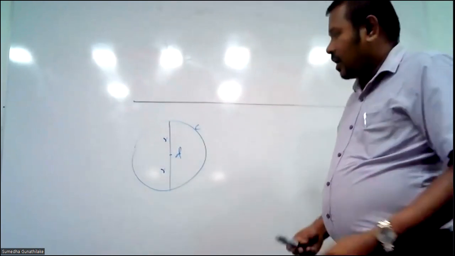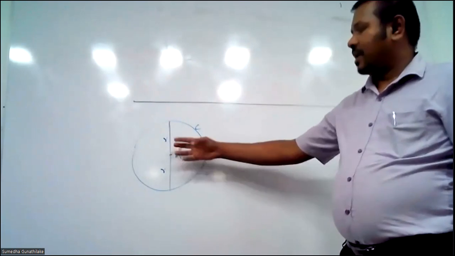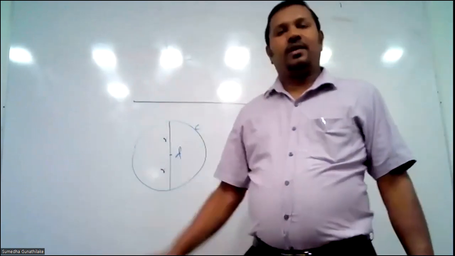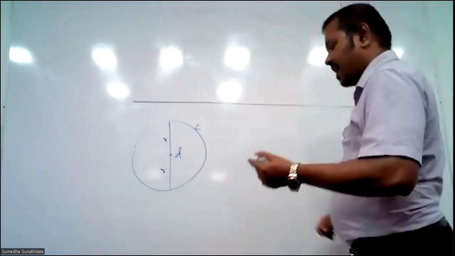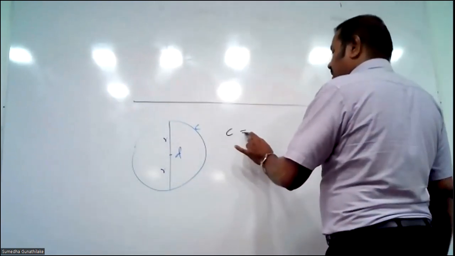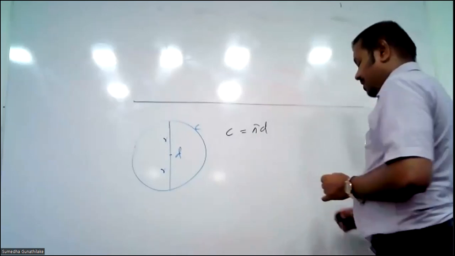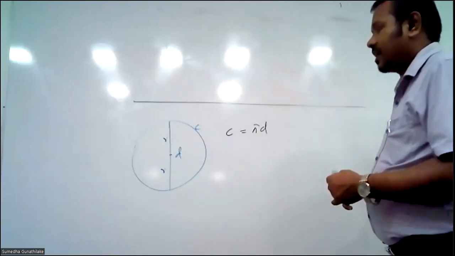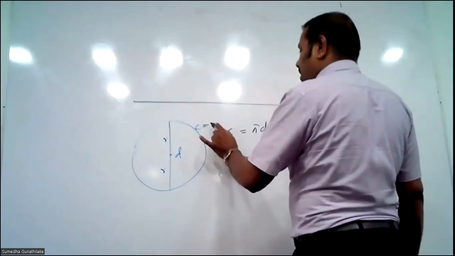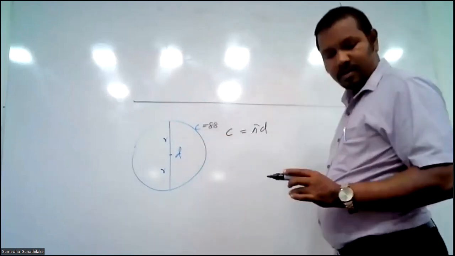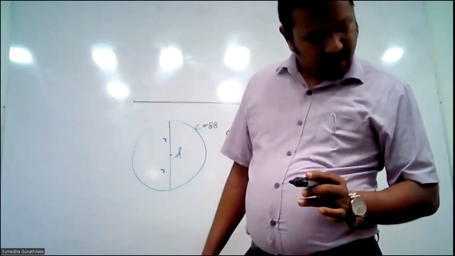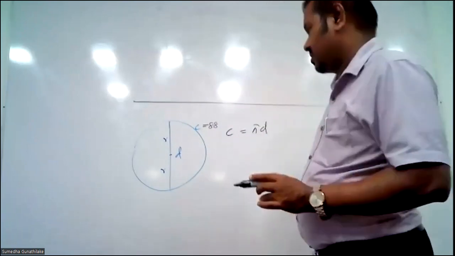You know the circumference and the diameter, right? Then what's the relationship between circumference and diameter? C equals πd, right? Circumference is given as 88 centimeters.